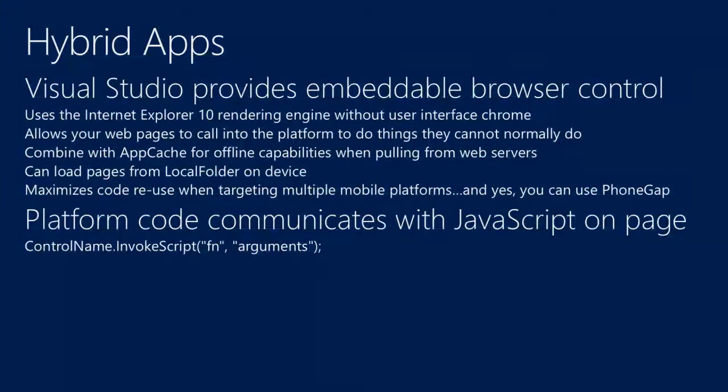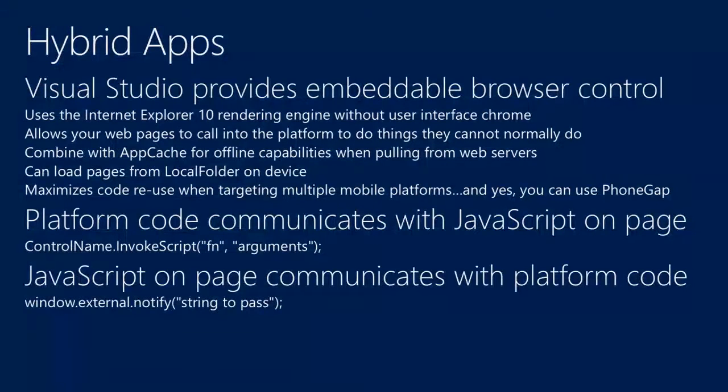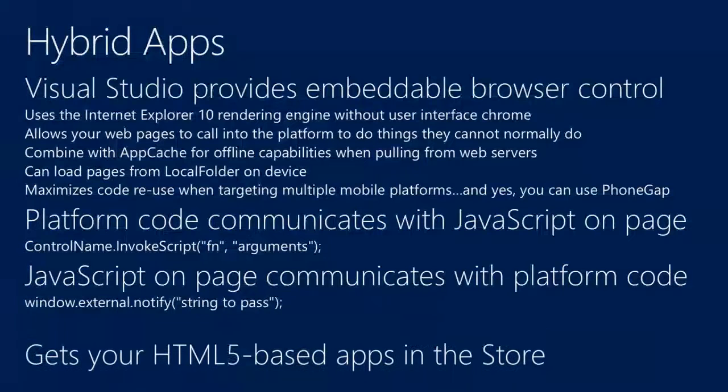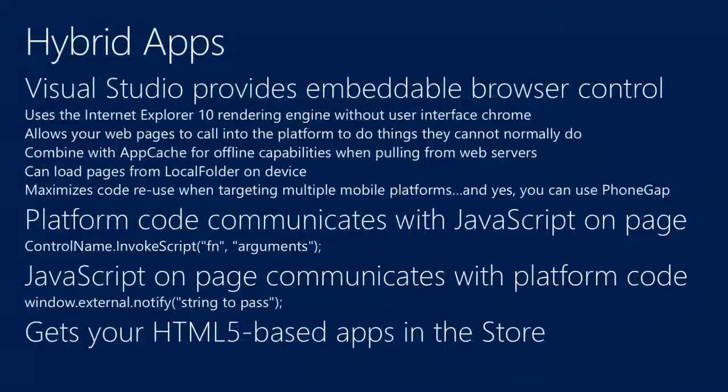Right here, platform code, communicating with JavaScript. So the name of your control could be browser1, or whatever it is, .InvokeScript, calls the function name, and then passes in the arguments to that function in JavaScript. And then vice versa, JavaScript calling your C#, your VB function, and it calls window.external.notify and passes in that stuff. And that's kind of the gist of how you get that two-way communication going on. And that's how you get in the store.